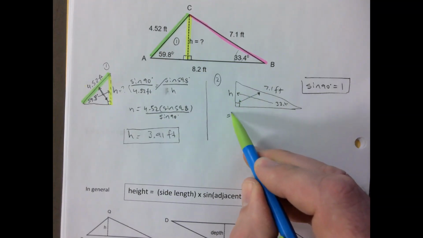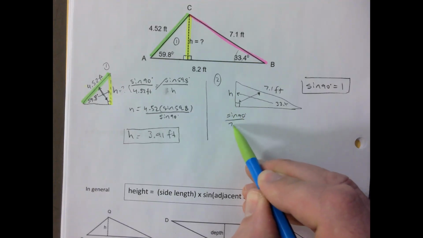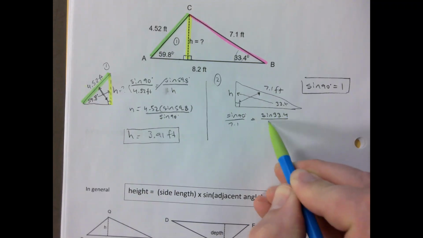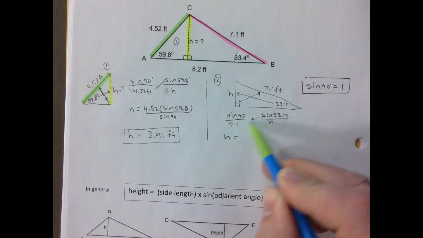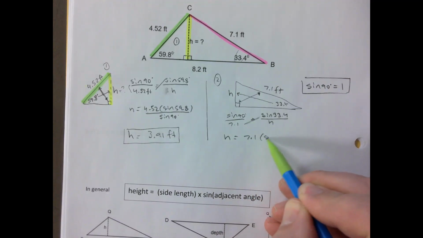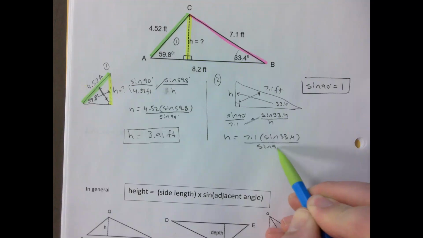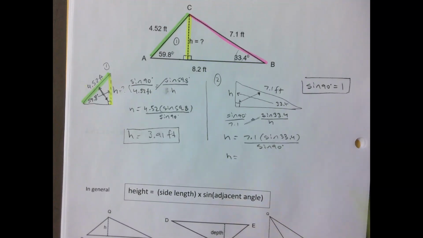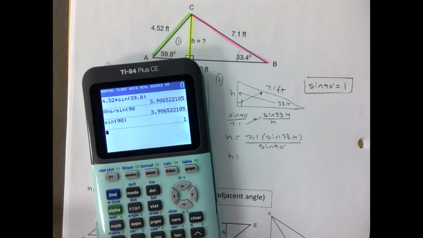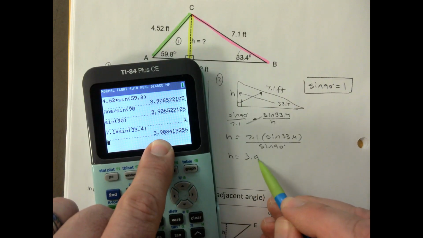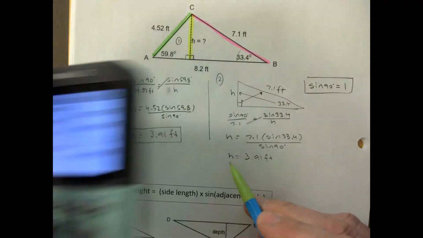So again, sine of 90 over 7.1, and then it's sine of 33.4 over height. And so you multiply here, 7.1 times sine of 33.4 divided by sine of 90. Just in case you won't believe me, I'm not going to bother dividing by sine of 90. I'm just going to leave it like that. 3.91 feet, so I get the same answer.